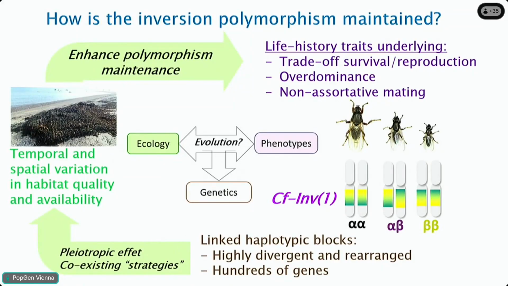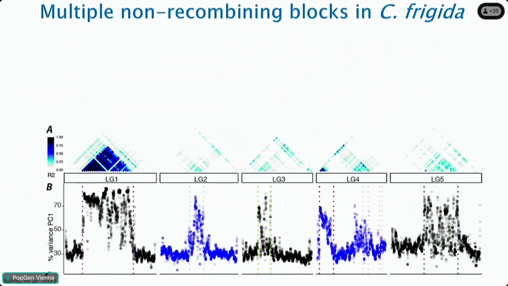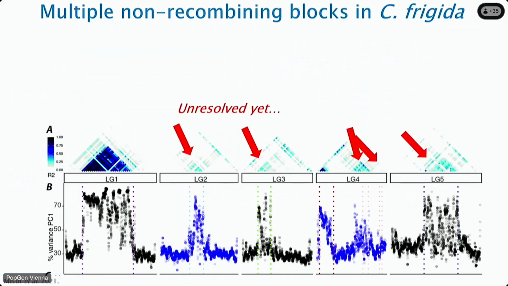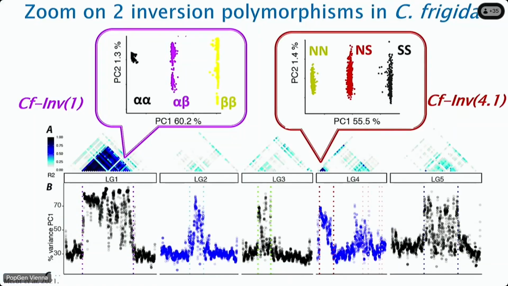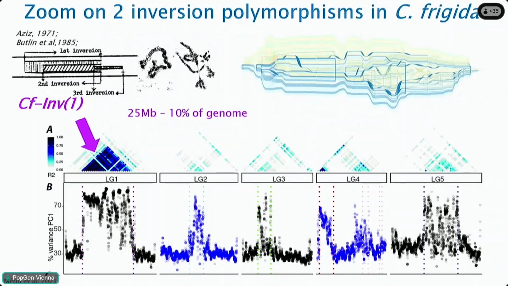Okay, but this is one inversion, so what else could we find in the genome? I told you that we can scan the genome to find these non-recombining blocks, so that's what we did. We found quite a lot of them. Some are still unresolved, and I'm hoping to have the new genome to look into that. We found back the inversion we know, and we found another quite interesting inversion on chromosome 4. What we are doing now on chromosome 1 is trying to characterize its structure. From the cytogenetics, it seems to be a nested complex inversion, maybe with different strata.